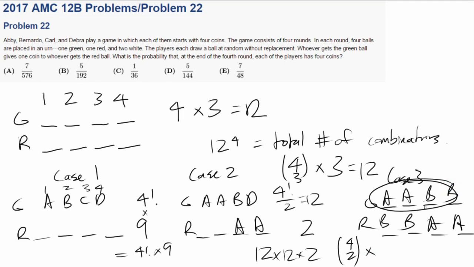How many ways can you order the top? So it's like A, B, or B, A. Well, that's just 4 factorial divided by 2 times 2, which is 6. And the bottom, there's only one arrangement, so that's times 1.